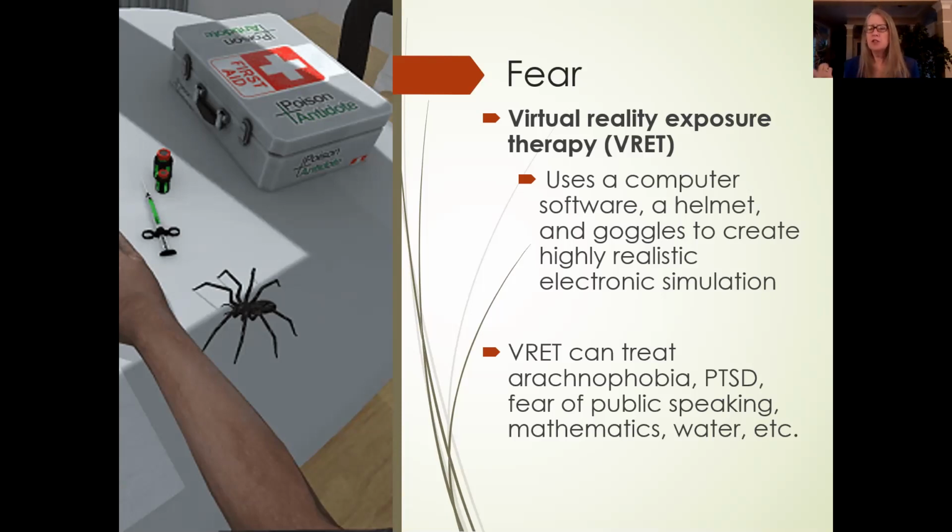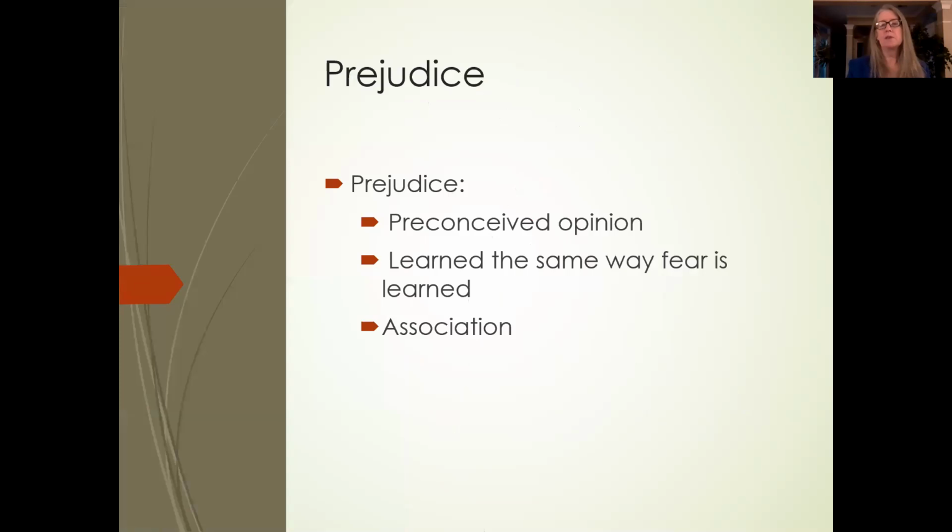And VRET, your book talks about how it's been used with fear of spiders or arachnophobia, how it's been used with PTSD, with fear of public speaking, with fear of math, fear of water. They give a couple more examples in the book too. Okay. So you can see how classical conditioning can be applied to phobias, to make it so that we're less afraid of things, to reduce the phobias that people have.